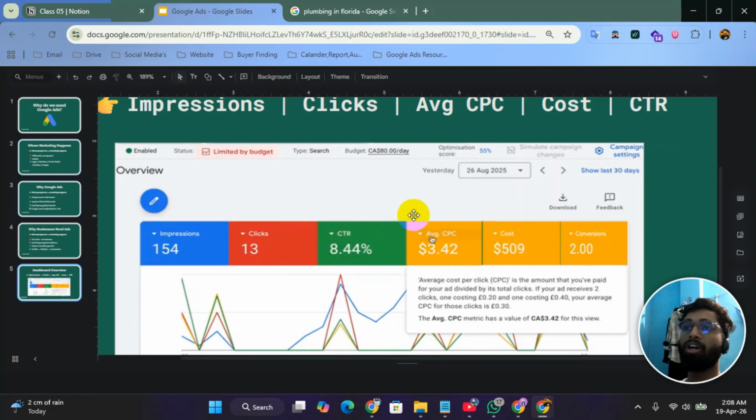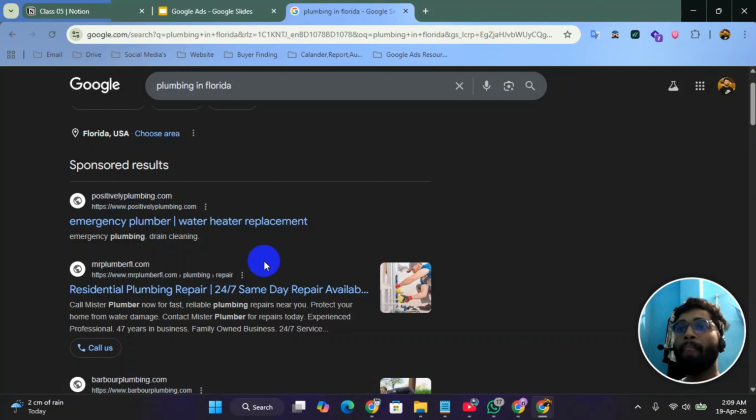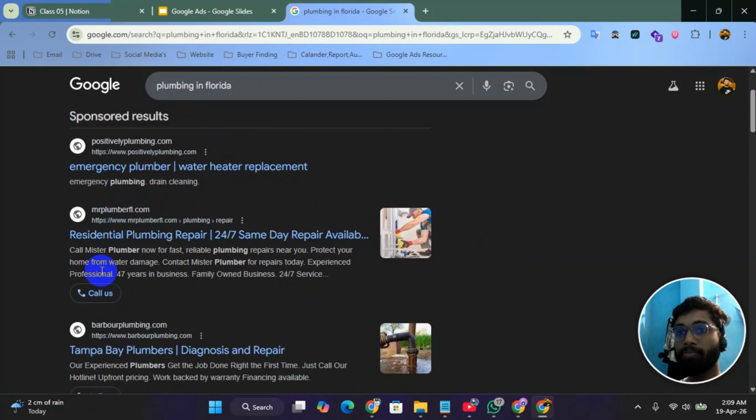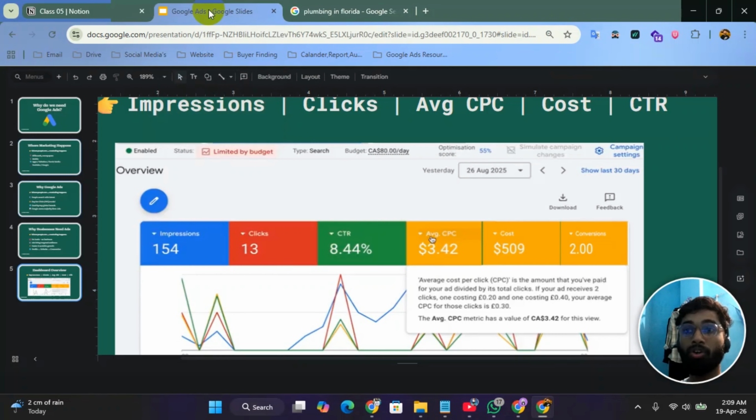Then conversions. Conversions are basically the goal. Here we can see if we search plumbing in Florida, our main goal is what? People come to our website and make a phone call. Like here, this person's main call to action is Call Us. So if a customer clicks on this ad and makes a phone call, then that's our one conversion, and here it is shown as two conversions, as an example.